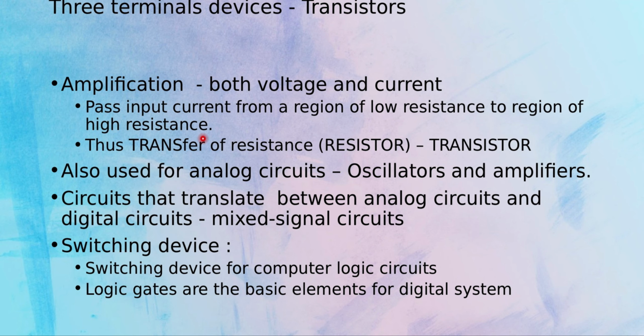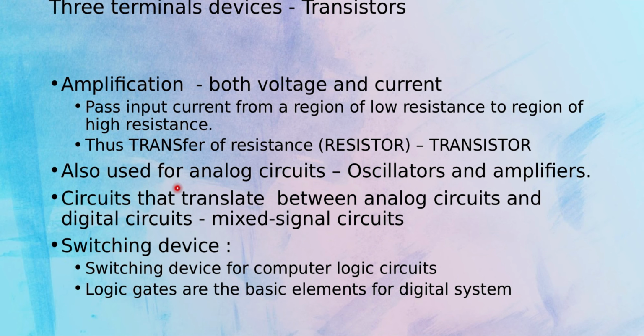So when we pass the input current from a region of low resistance to a region of high resistance, we can amplify the voltage or the current. And that is why we've got the name transistor, because it's a transfer of resistance, from a transfer resistor. So transistor. Can you say how we've got this name now? So coming back, transistors are also used for analog circuits such as in oscillators and amplifiers as we saw above.